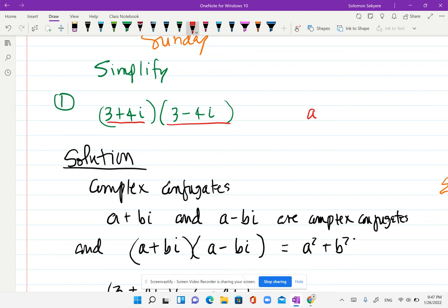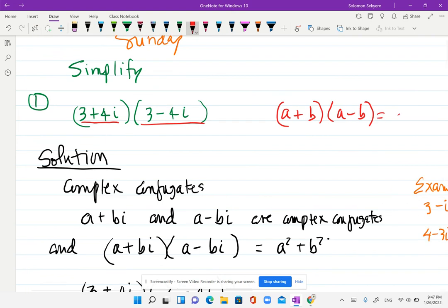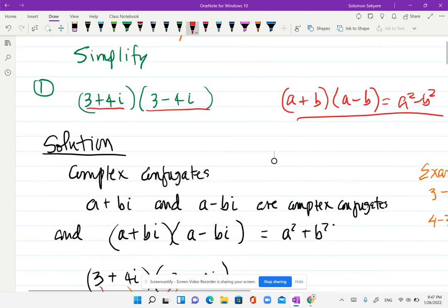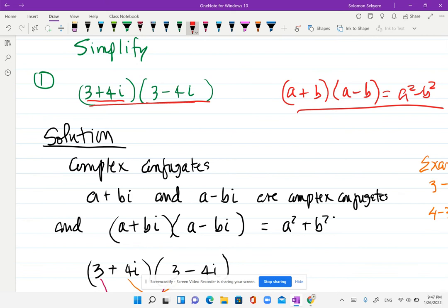What do you know about a plus b, a minus b? Does that sound familiar? This is called what? Difference of two squares. That means it's a squared minus b squared. Okay, so note that, just pay attention to this.